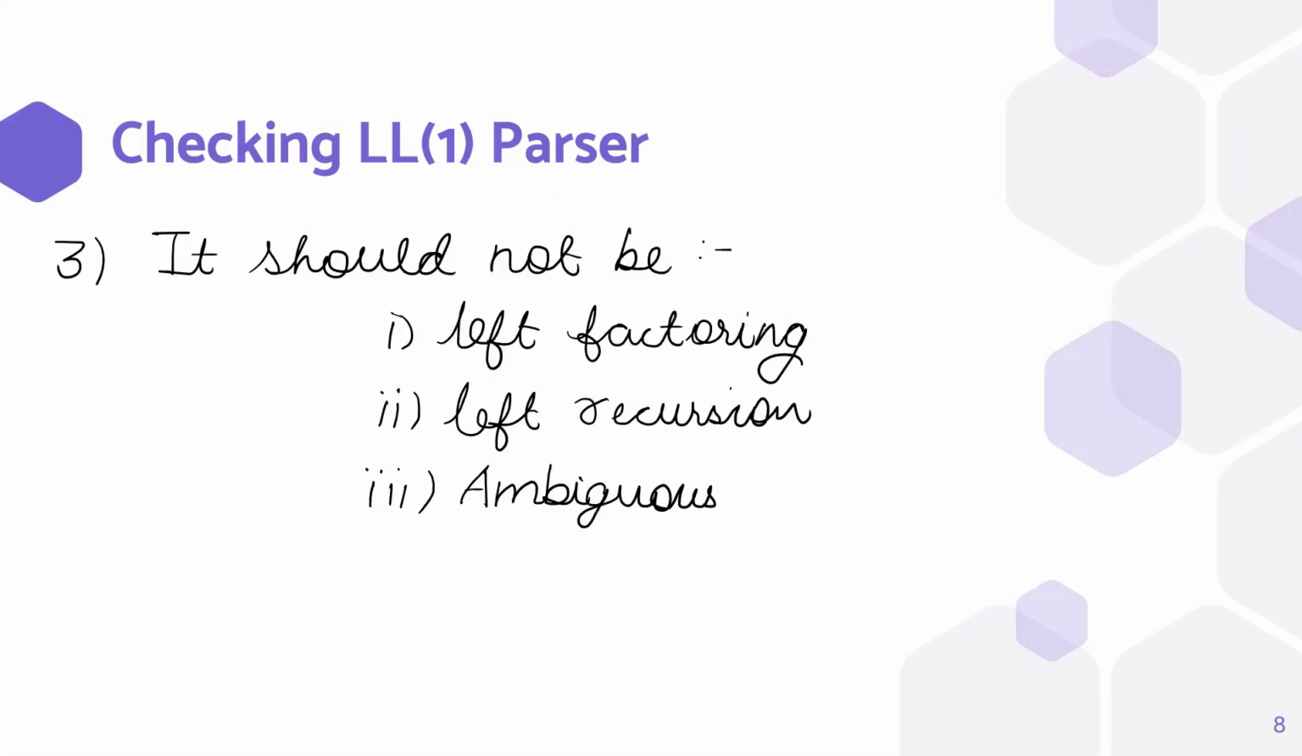The third rule is that the grammar should not have left factoring, it should not have left recursion, and it should not be ambiguous. If any of the grammar falls in this category, then we can clearly say that the grammar is not going to be parsed by an LL1 parser.